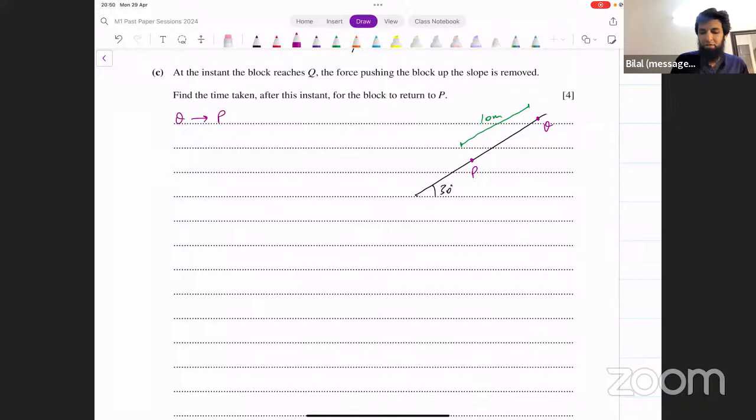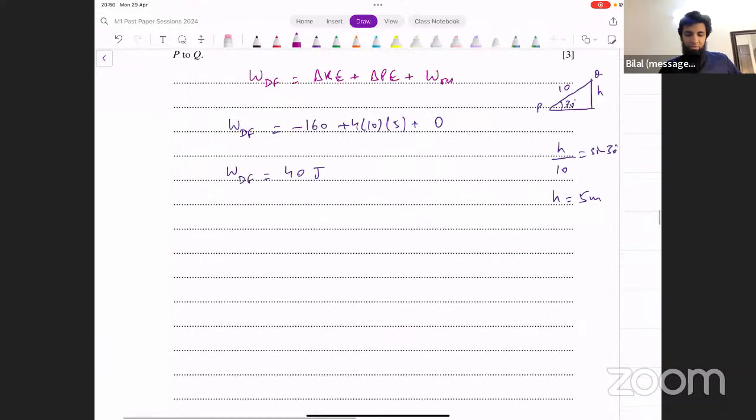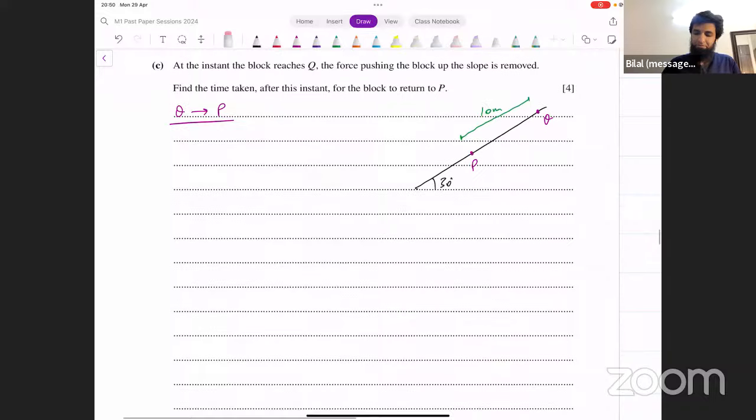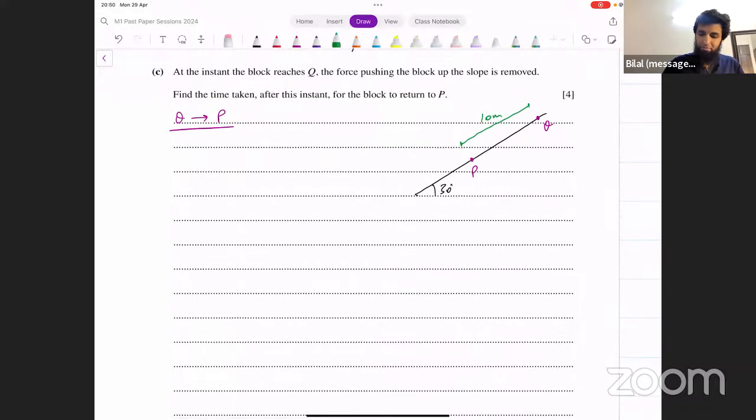Now, what happens from Q to P? Do we know the initial velocity of the particle at the point Q? Of the block at the point Q? It says it was 8 meters per second, and it was moving up the plane, right? At the point Q, the speed is 8 meters per second. In which direction is it moving? It's moving up the plane. It's moving in this direction, right?